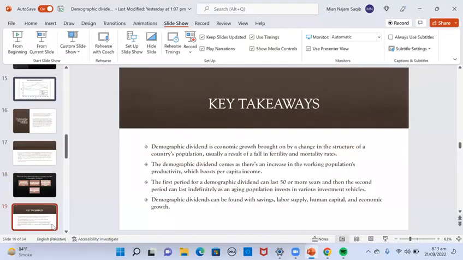So the key takeaways from this is that the demographic dividend is economic growth brought on by a change in the structure of a country's population, usually a result of a fall in fertility and mortality rates. The demographic dividend comes as there is an increase in the working population's productivity, which boosts per capita income. The first period for demographic dividend can last 50 or more years, and the second can last indefinitely as an aging population invests in various investment vehicles. And the demographic dividend can be found within savings, labor supply, human capital, and economic growth.